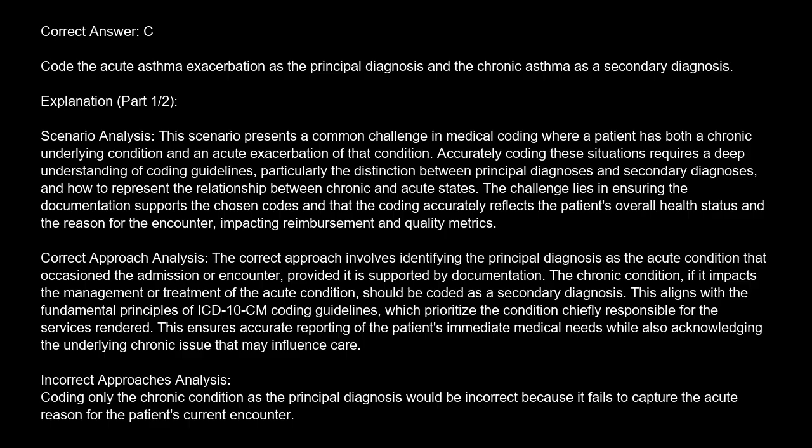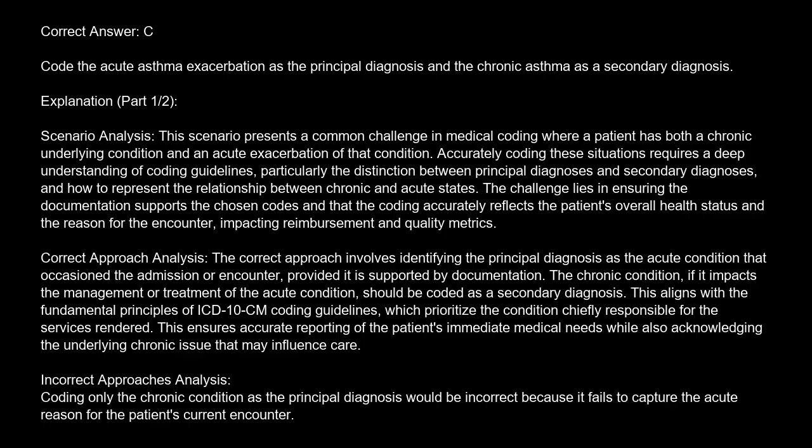Correct approach analysis. The correct approach involves identifying the principal diagnosis as the acute condition that occasioned the admission or encounter, provided it is supported by documentation. A chronic condition, if it impacts the management or treatment of the acute condition, should be coded as a secondary diagnosis. This aligns with the fundamental principles of ICD-10-CM coding guidelines, which prioritize the condition chiefly responsible for the services rendered. This ensures accurate reporting of the patient's immediate medical needs, while also acknowledging the underlying chronic issue that may influence care.